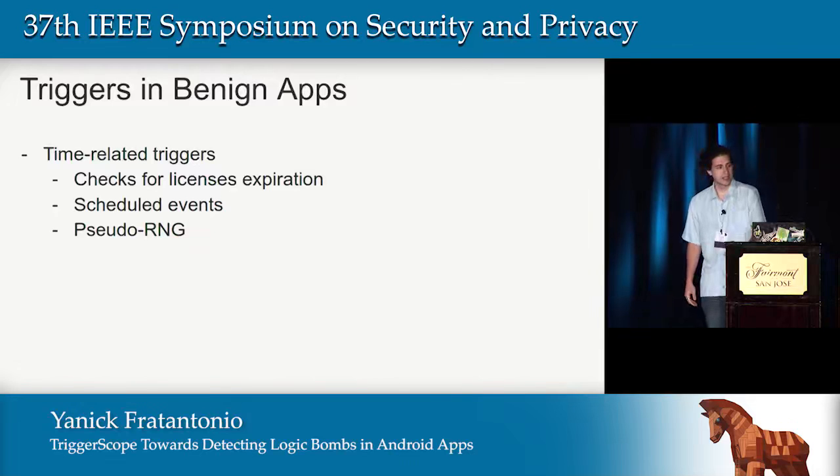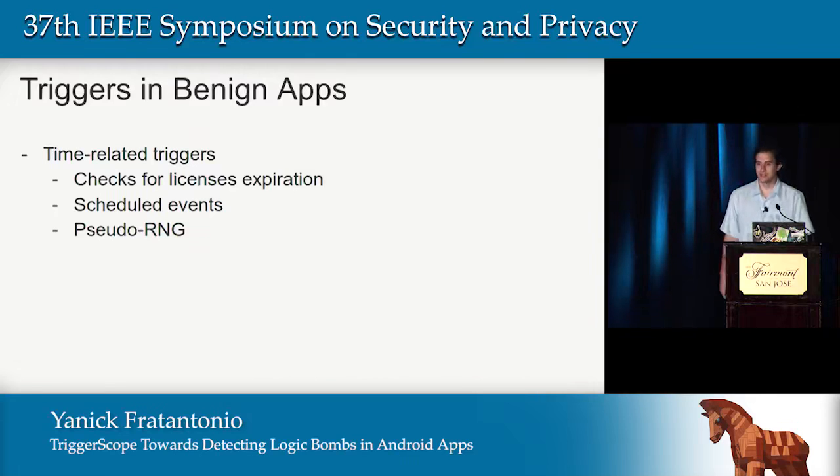So time-related checks, we found several checks for license expiration. So there are many developers that put a hard-coded date within the app, and when this check is satisfied, then some functionality of the app is disabled. And we found apps that want to implement scheduled events, so something is run every day at 8 p.m. And we found functionality related to a pseudo-random number generator implemented through time.